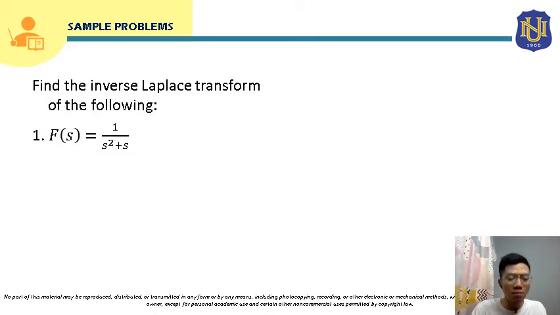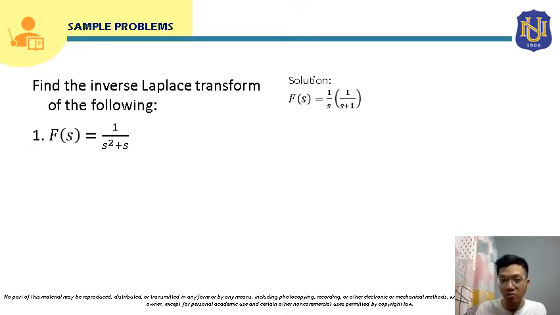Find the inverse Laplace transform of the following. This is the given F of s, equal to 1 over s squared plus s. For our solution, we will analyze the given F of s. Can we factor out 1 over s from this given Laplace transform? We can actually factor out 1 over s from here. So this will be equivalent to 1 over s times 1 over s plus 1. If we distribute this s to the denominator, this becomes s times s squared, and s times 1, which is s, which is equivalent to the original.